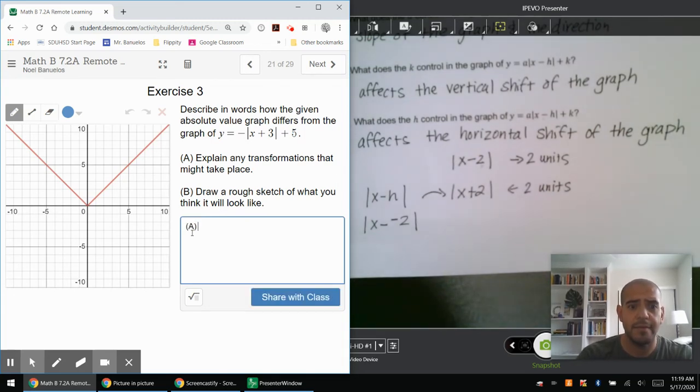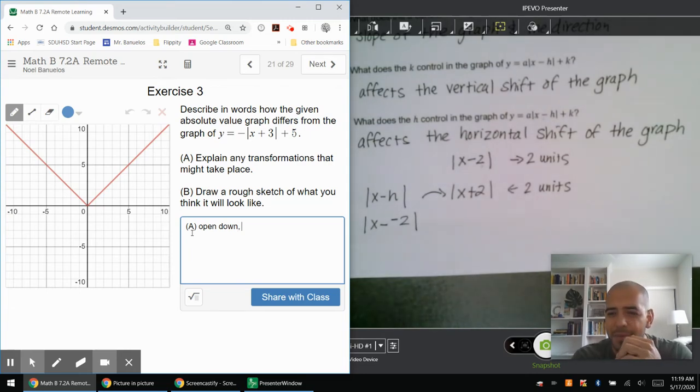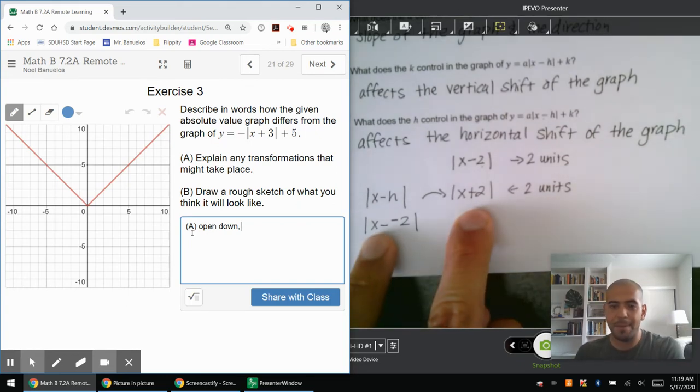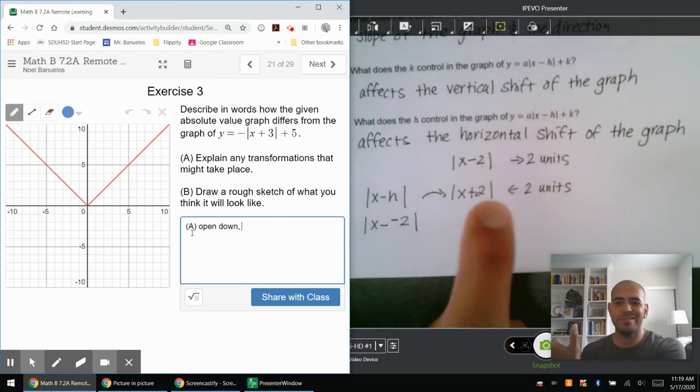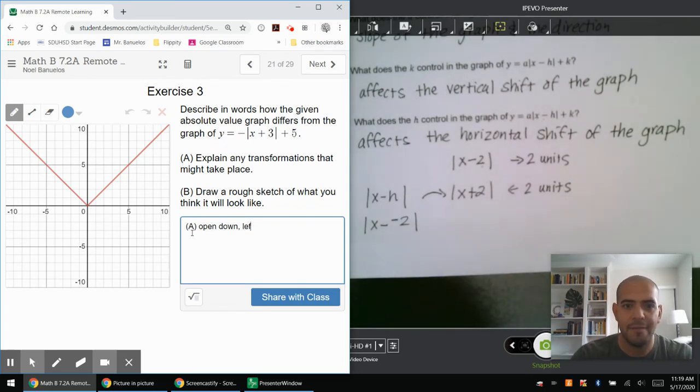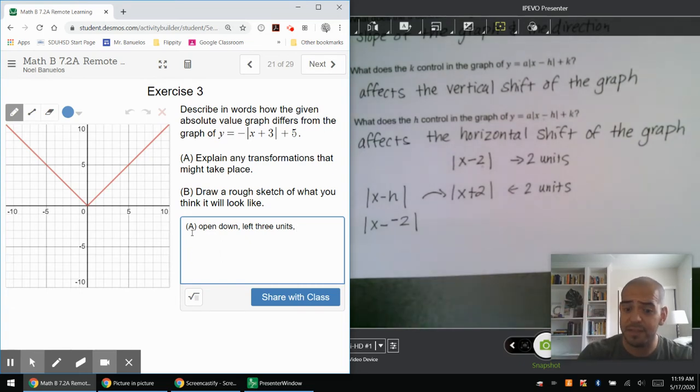First, start with the negative. So if you have a negative a value, what do you expect it to do? Open down. Now, that h value is plus 3. Don't get confused. You're going to think, oh, plus 3, shift to the right 3. No. How did you get to plus 3? By doing minus a negative 3. So really, it's negative 3. So you actually shifted to the left, left 3 units. And then what does the k do? Move it up or down? So it's plus 5. Up 5 units.